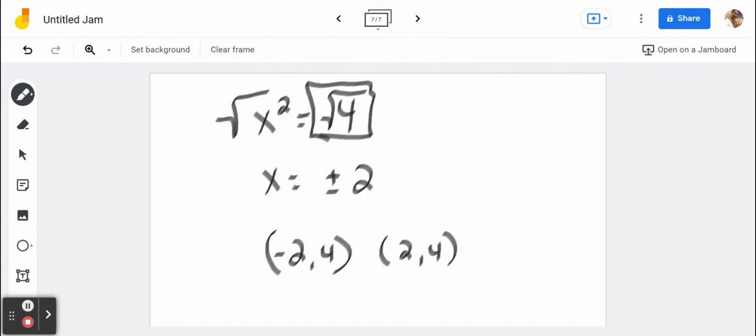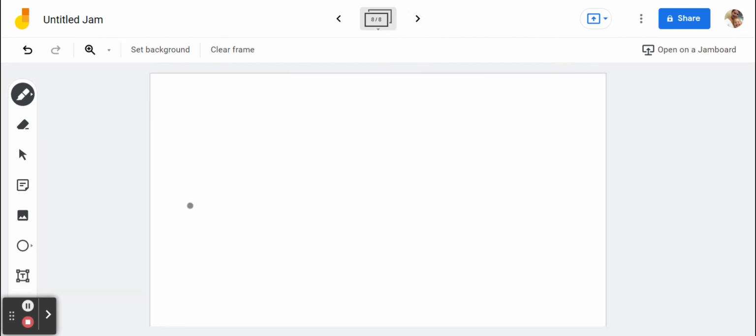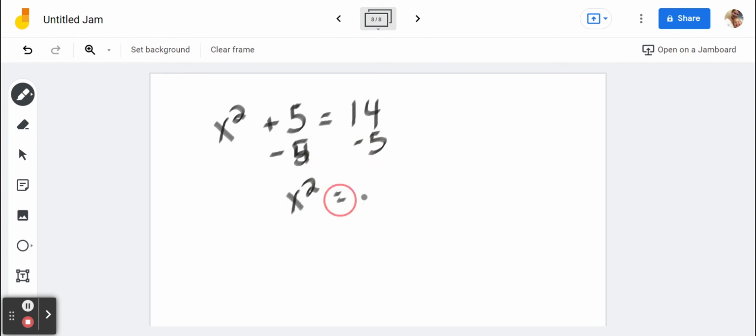Another one that you might see is going to be one that's just a little more complicated than that one, and it would be like x squared plus 5 equals 14. Okay, just one more step than the one before, and that's just minusing the 5 here. Sorry, minus 5. So now I have x squared equals 9.